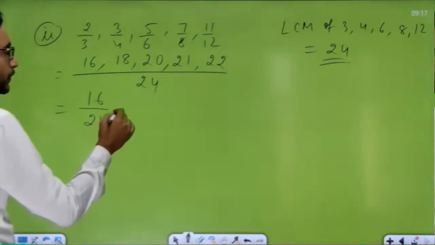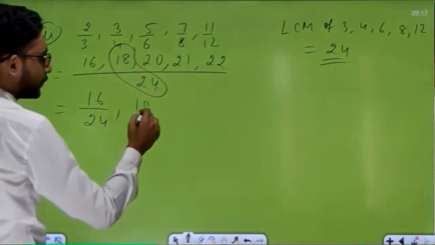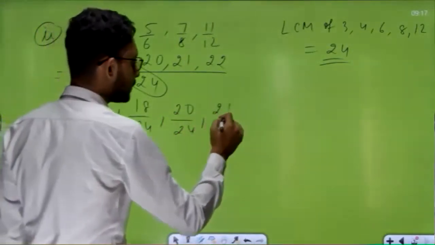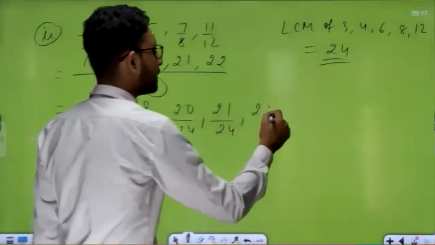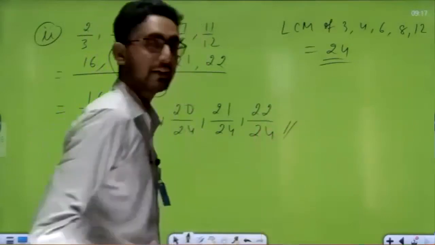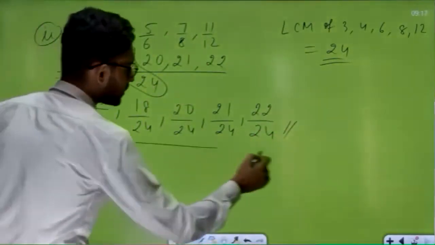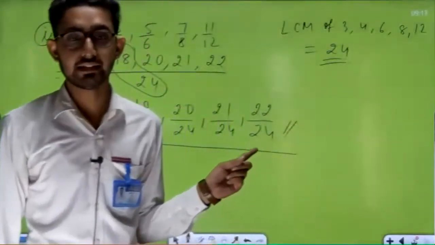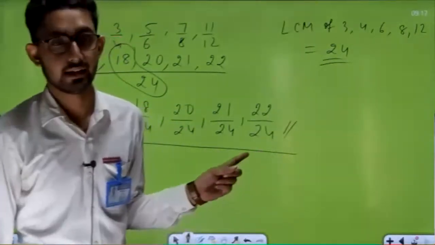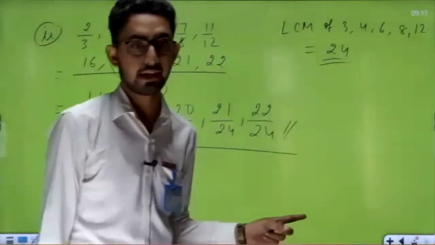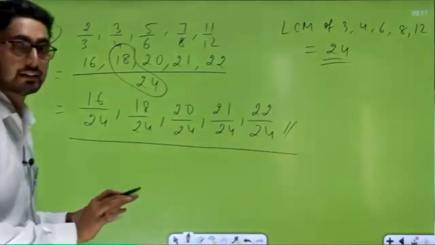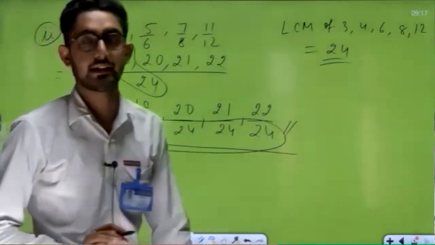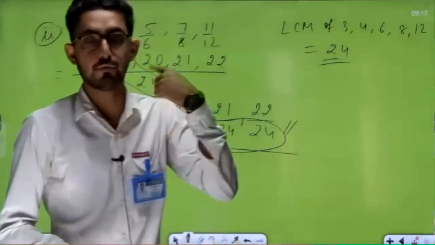16 upon 24, 18 upon 24, next 20 upon 24, 21 upon 24, and 22 upon 24. So that is your complete answer. Now all of you check: all the denominators are the same, right? So that's why we can say the answer is correct. Now this is the method. Actually, your main motive is to make the denominators the same. Very simple question. Now we will move to the next question.